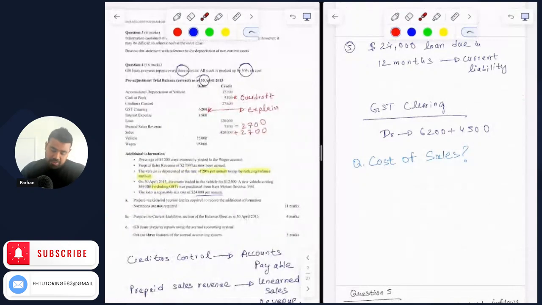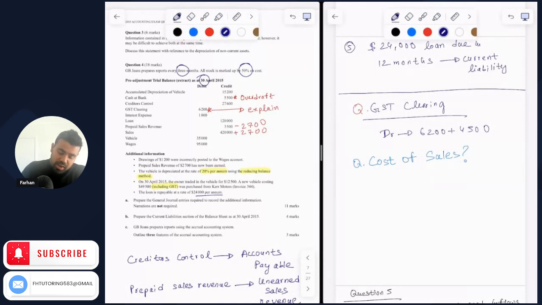Okay. So I have 2 questions that I want to ask you. Let's start with the value for GST clearing. What do you think should be the value for the GST clearing after the adjustments have been made? Right. If you check the pre-adjustment trial balance, you can see that GST clearing was $6,200, and that is on the debit side. So what does a GST clearing of $6,200 on the debit side really mean?